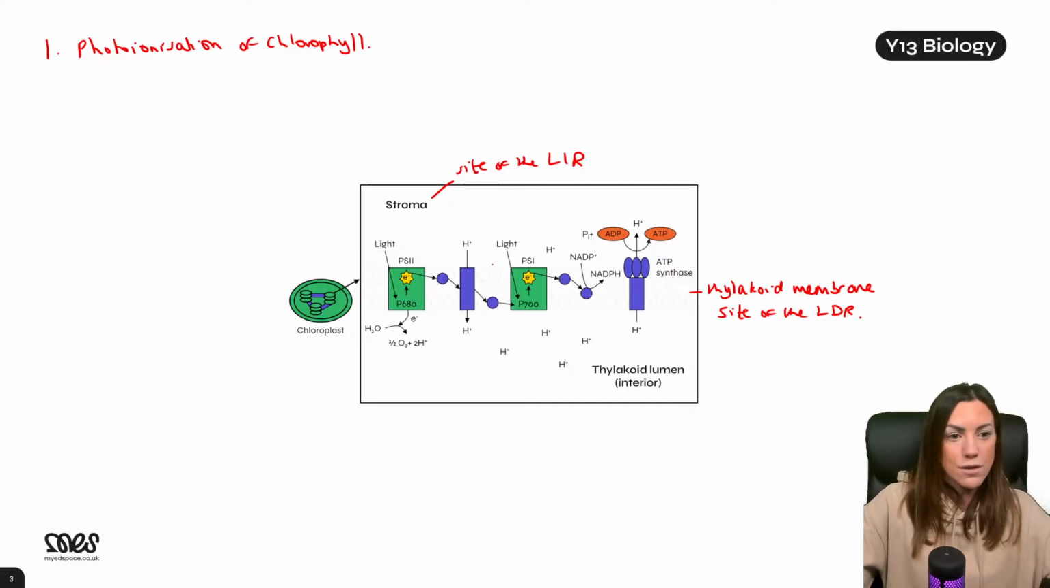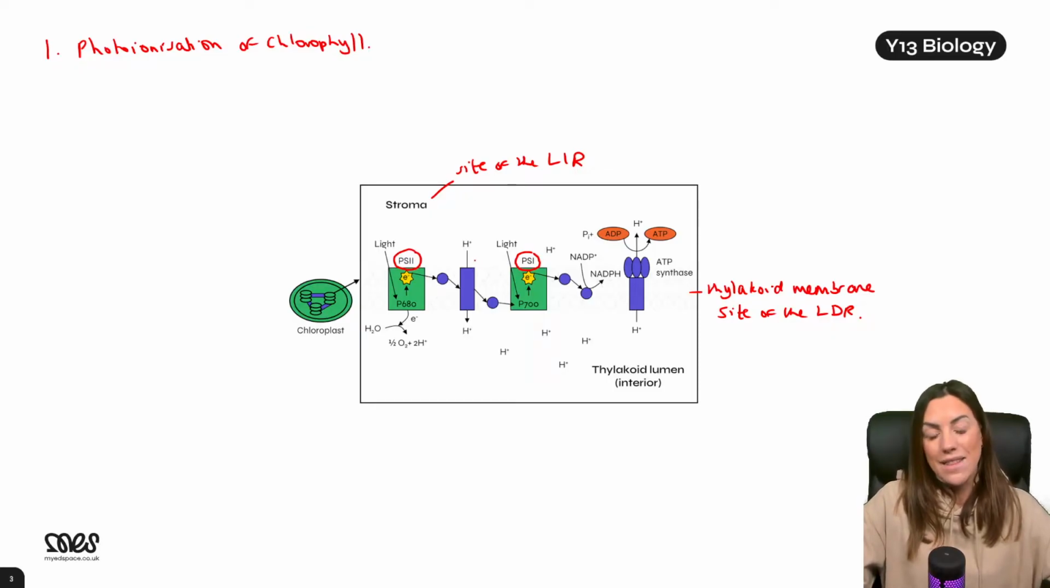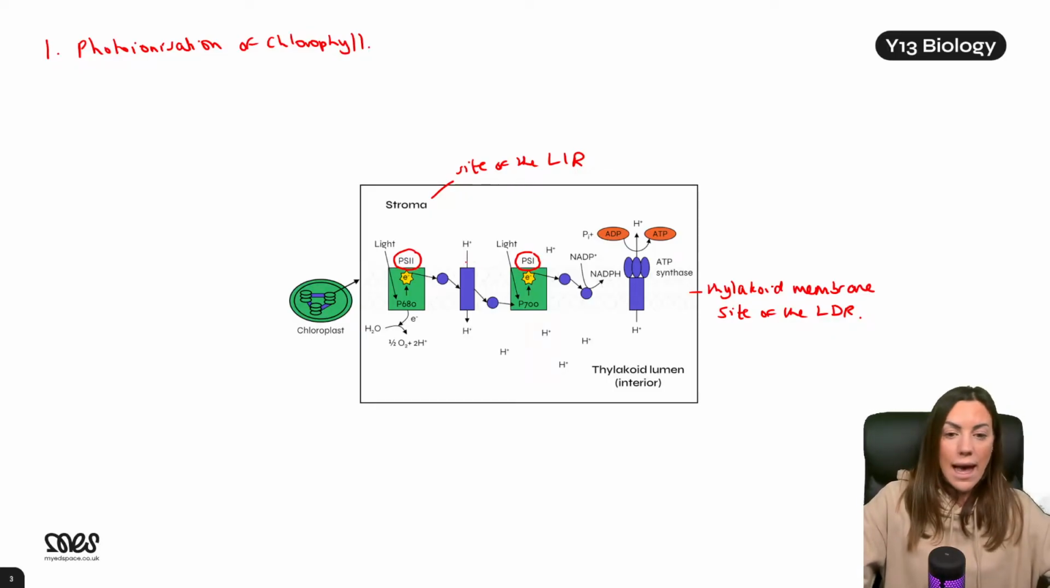Now we can see two photosystems here. We've got photosystem 2 and photosystem 1, both involved in the light-dependent reaction. We're going to be looking at non-cyclic photophosphorylation, which involves both photosystems mentioned here. So let's start with stage 1. We're going to chunk it into stages so that hopefully you can understand each one and how they all work together. So the photo-ionization of chlorophyll.